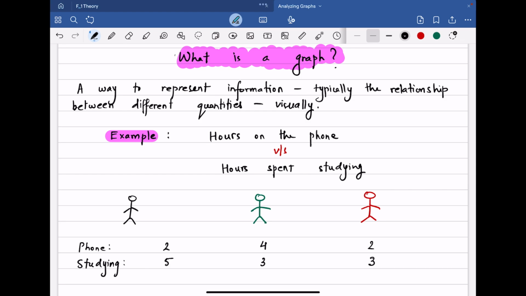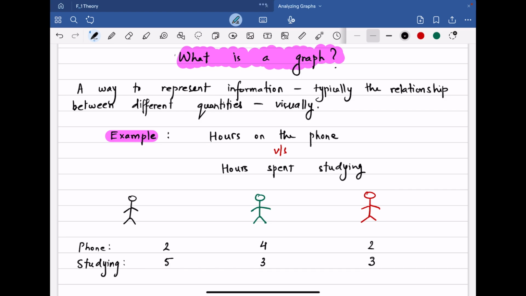So, what kinds of information or relationships can be expressed or represented via graphs? Here's an example. Suppose I'm a middle schooler and I'm curious about how many hours my peers spend on the phone, and I'm also curious about how many hours they spend studying. So I can go around asking all my friends, all my classmates, and collect the information. Here, say, I've drawn three people from my class and I've written down the information that I collected after asking them how many hours they spend on the phone versus studying.